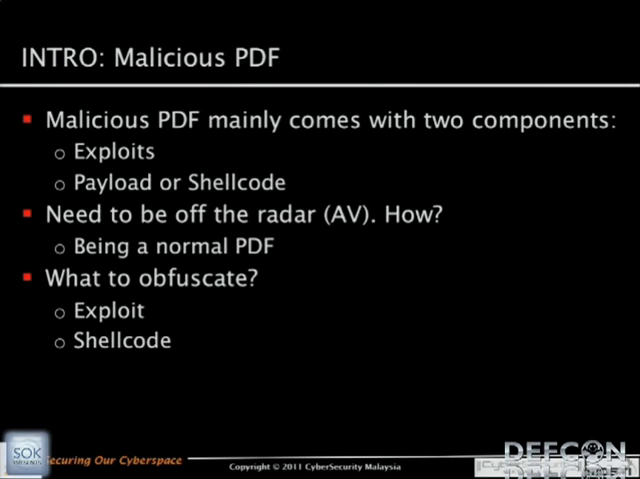Malicious PDF mainly comes with two components. The first one is probably the exploit, and the second one is the payload itself, or shellcode rather. And the main reason, like I mentioned, is the need to be off the radar. How? Obviously, you need to look like a normal PDF. You cannot expect to look malformed, because if you trigger that, then you somehow raise a red flag for any security product for detection.